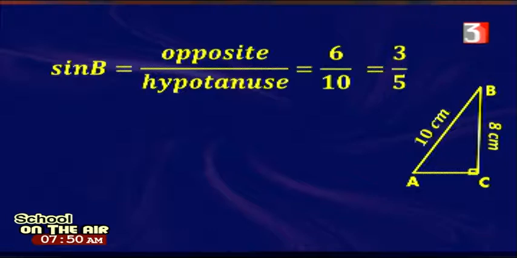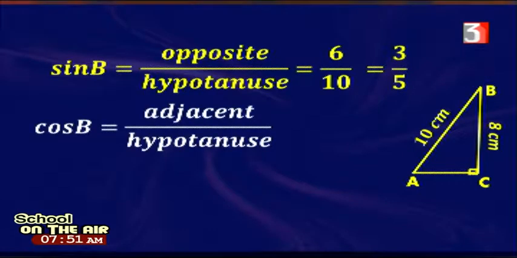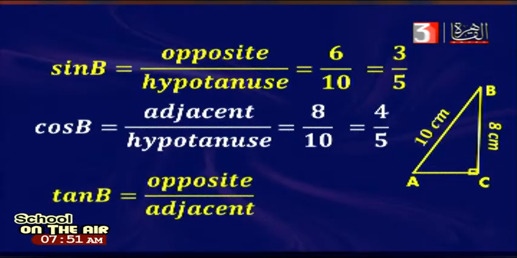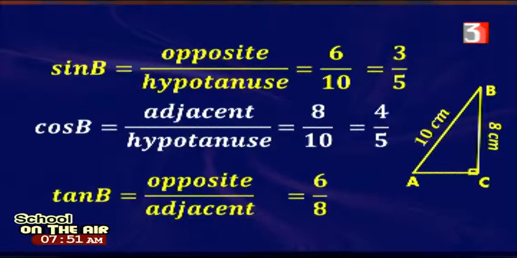Then what about cosine B? Yes, that's correct. It's adjacent over hypotenuse. So it is going to be 8 over 10, and after reduction it will be 4 over 5. What about tan B? It is opposite over adjacent, which is 6 over 8 to obtain a ratio as 3 over 4 after reduction.